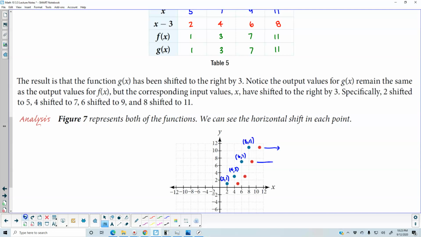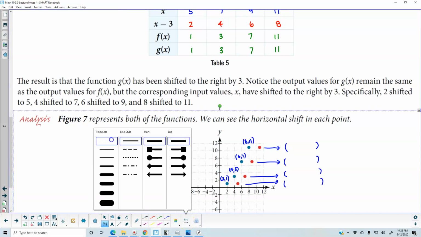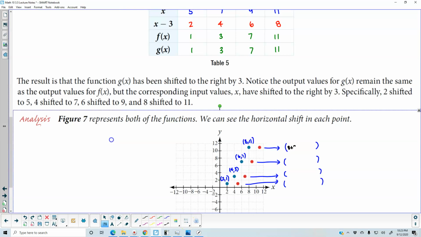Now, to get these new ordered pairs, this is what we've done. Since it was a horizontal shift, we've taken 8, added 3 to it, and the output stayed the same. We took 6, added 3 to it, and the output stayed the same. We took 4 and added 3 to it, and the output stayed the same. And then we took, again, the input, added 3 to it, and the output stayed the same.